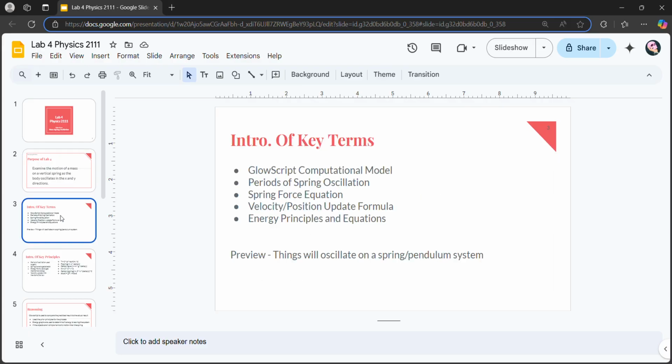Introduction of the key terms for this are the GlowScript computational model, the periods of spring oscillation, spring force equation, the velocity and position update formula, energy principles and their equations, and the preview of this is that things will oscillate on a spring pendulum system.